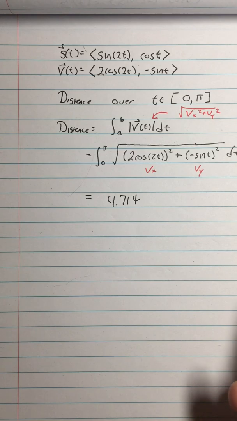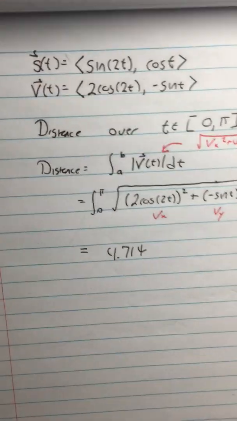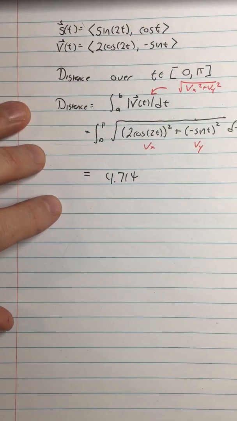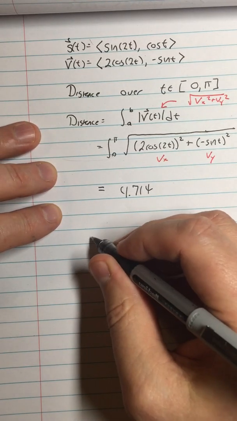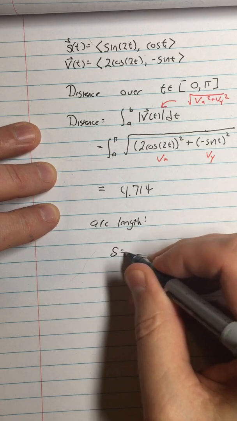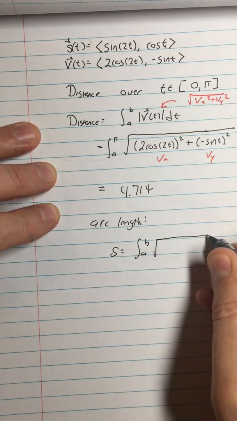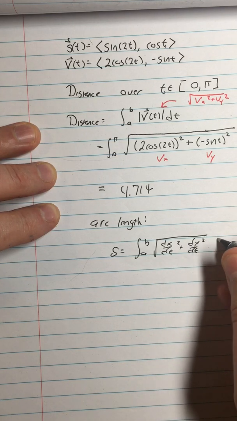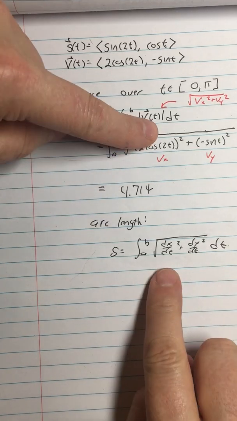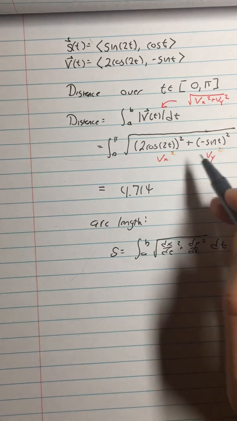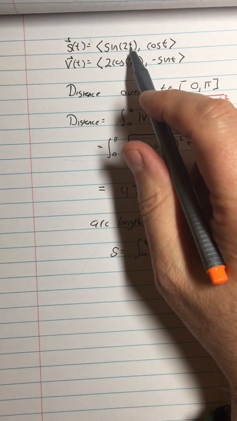So that's the difference between distance and displacement. Notice distance is a number and displacement is a vector. So in a sense, distance is actually something you've already done before. It's the same as arc length for a real valued function. So for arc length, you have s equals the integral from a to b of the square root of (dx/dt) squared plus (dy/dt) squared, dt. And look how that's the exact same thing, because this vx squared, vy squared, and vx is the derivative of the position function.